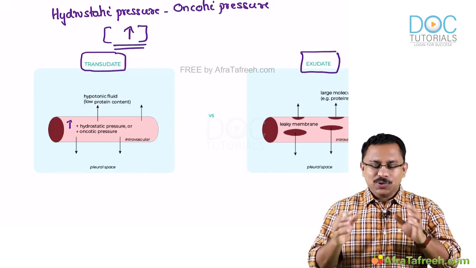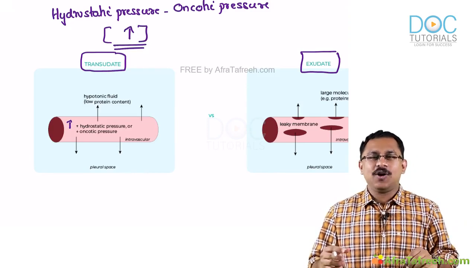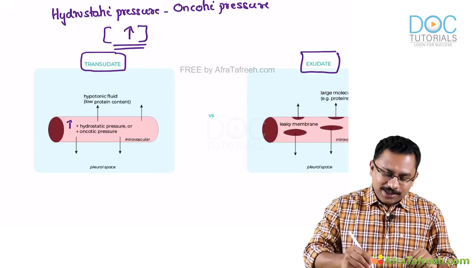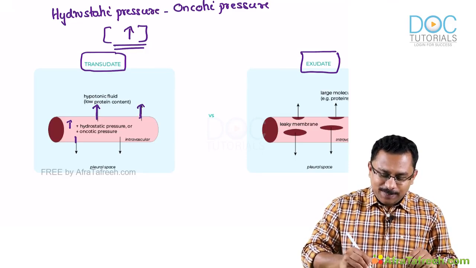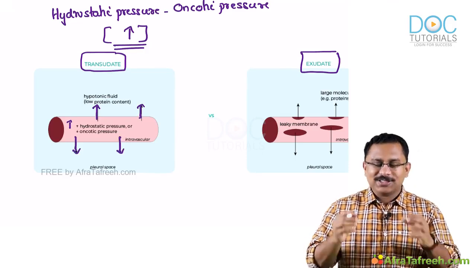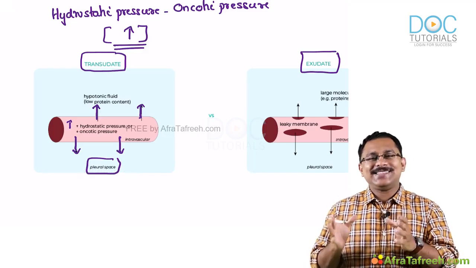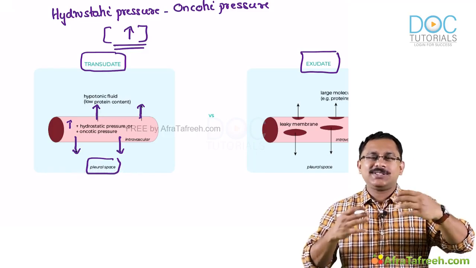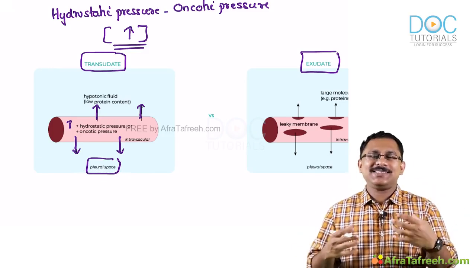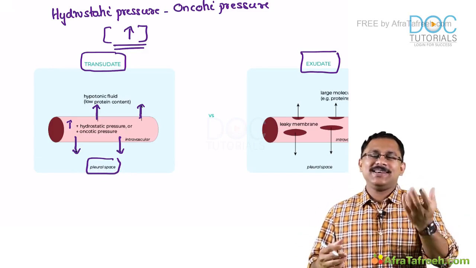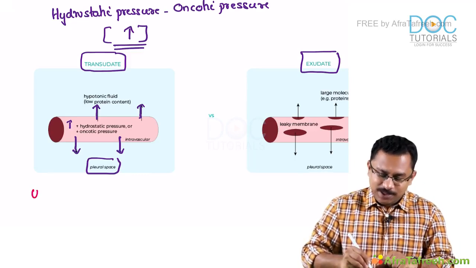Okay, so then what happens is that when the hydrostatic pressure exceeds the oncotic pressure, there occurs a fluid filtration across these capillaries, and this goes to the pleural space. Why has it gone there? That is because the hydrostatic pressure is too much compared to your oncotic pressure, and because of this difference, there is an ultrafiltration of plasma. That is the key word.